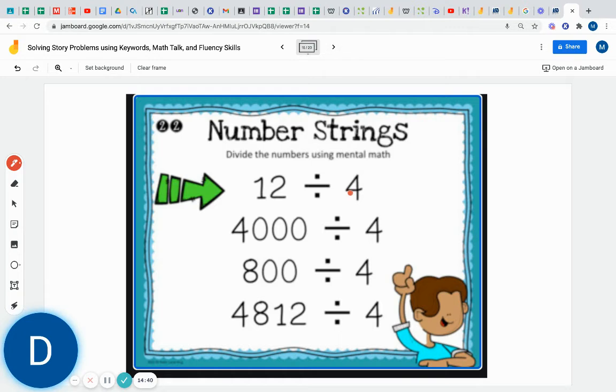Okay, let's try division. Let's try 12 divided by 4, 4,000 divided by 4, 800 divided by 4, and 4,812 divided by 4, focusing on our speed and accuracy using mental math skills. Ready? Begin.